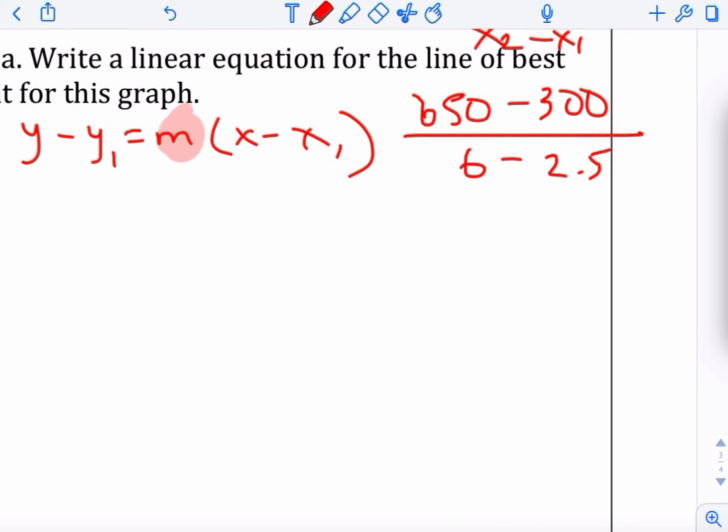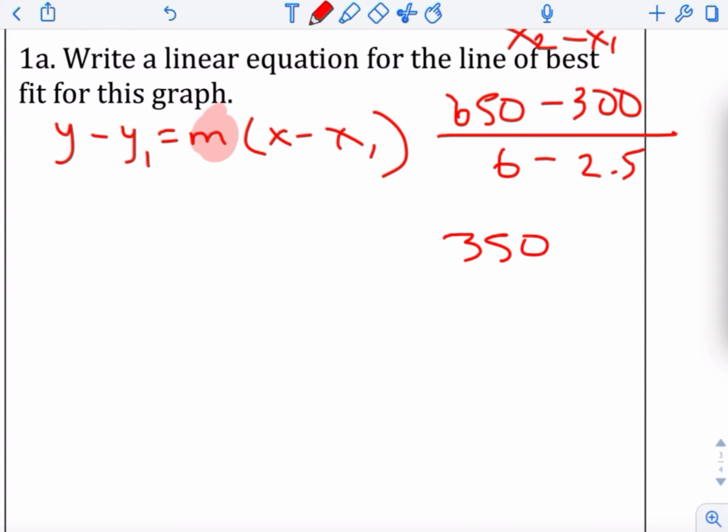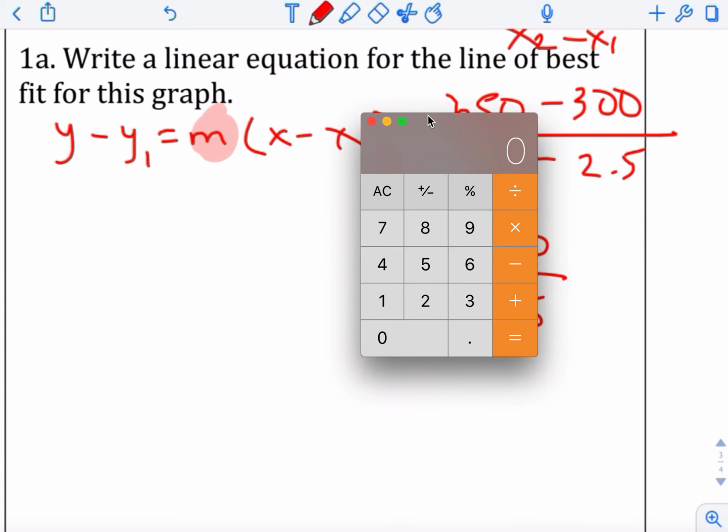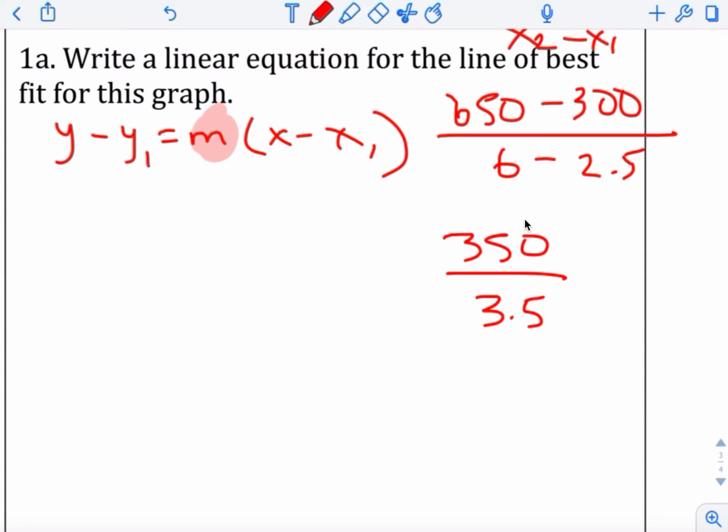You get 350 over 3.5. That's 100. Let's see. $100, yep, I was right. 100. So my rate of change is 100.